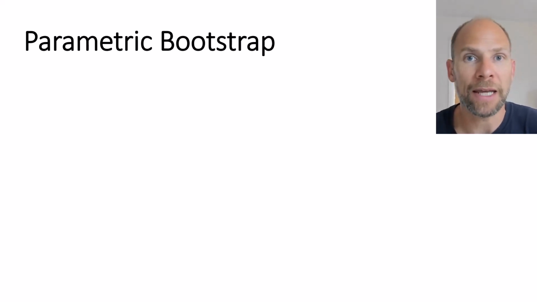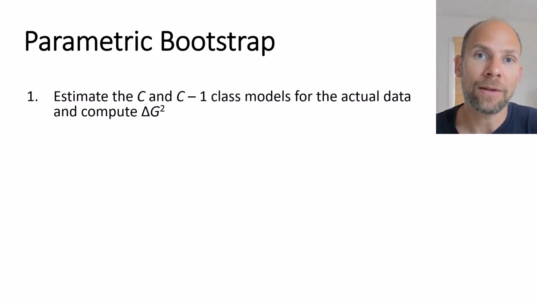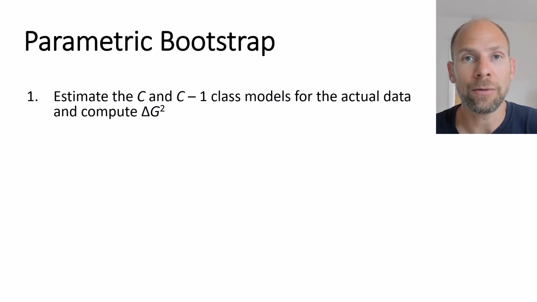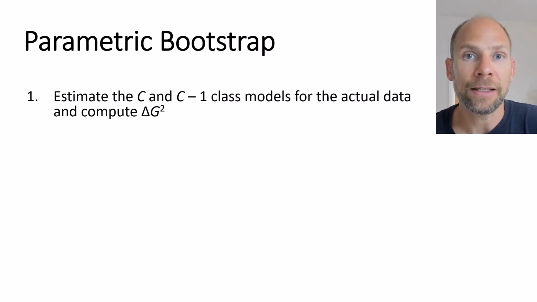So let me explain to you in a little bit more detail how that works, because it is a little bit complicated. The first step is that we estimate the model with C classes and the model with one class less, which would be the C-1 class model, for our actual data, and we compute the delta G squared, meaning we take the likelihood ratio for the, for example, 2-class model, and we subtract from that the G squared value for the 3-class model, which would be at most as big as the one for the 2-class model.